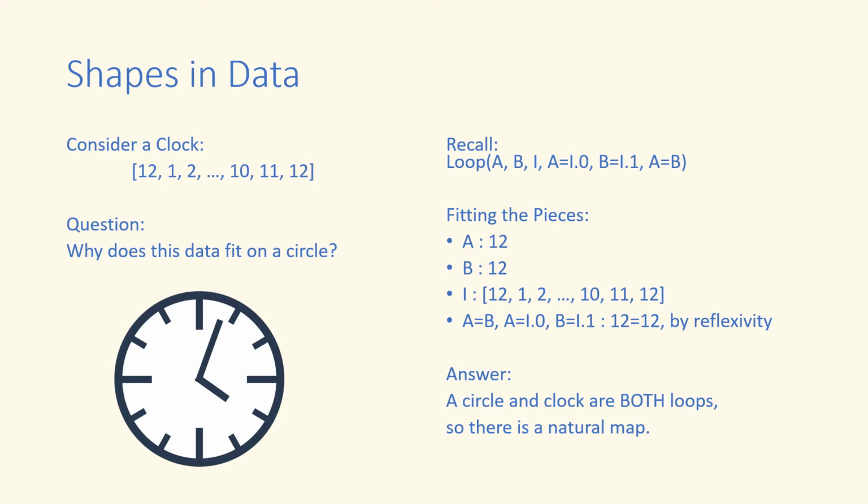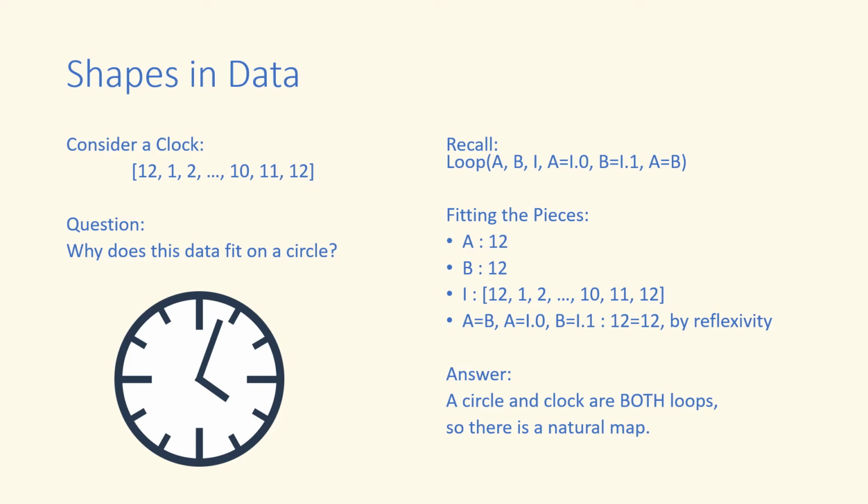Then our A is going to be the first value, 12. Our B is going to be the last value, 12. And our technical conditions are more or less all satisfied by knowing that 12 equals 12 because equality is reflexive.